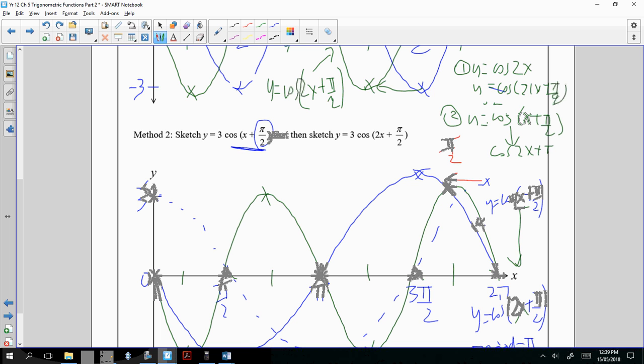Okay, done. Okay, any questions? So this can be done in two ways. I recommend you do method 1 because it's easier. So you do the graph of cos 2x and then do the shift.